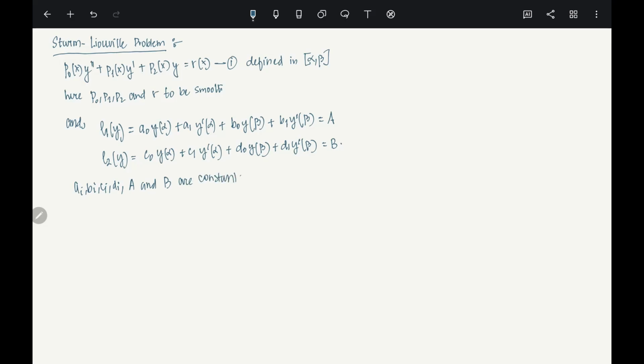Now we wanted to study this problem. If you remember, we have seen that it will depend on the boundary data L1 and L2, but this problem may have a unique solution, may have no solution, or may have infinitely many solutions. We have already seen that part.